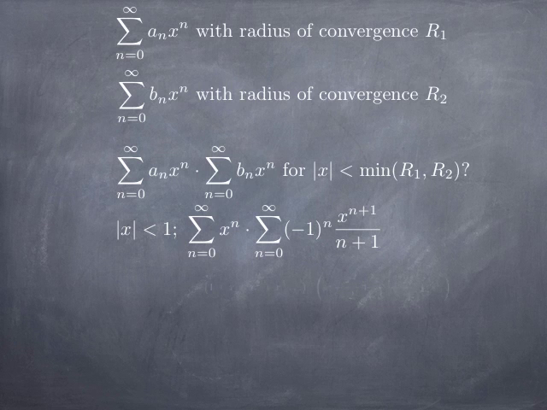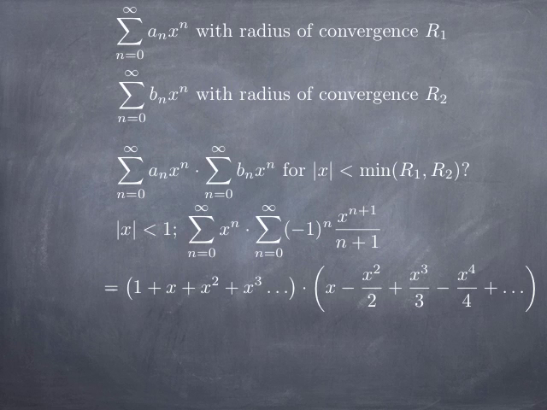Well, we can certainly look at the first few terms for both series. So we have the first series that starts with 1 plus x plus x squared plus x cubed and so on. And the second series that starts with, when n is 0, negative 1 to the n is 1, and then we have x to the 1 divided by 1, so just x. Then the next term is negative x squared over 2 plus x cubed over 3 and so on. And we're multiplying these two power series.